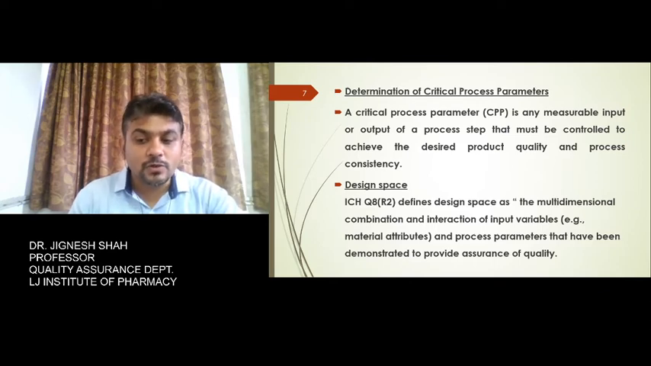The next important element is the design space. Now this is an emerging element of QBD. As per ICH Q8(R2) guidelines, design spaces are multi-dimensional combinations and interactions of various input variables, for example material attributes. So whatever materials we are adding to the product are basically considered input variables, as well as variables like process parameters that have been demonstrated to provide assurance of the quality. So this is how design space must be validated before a product is started.